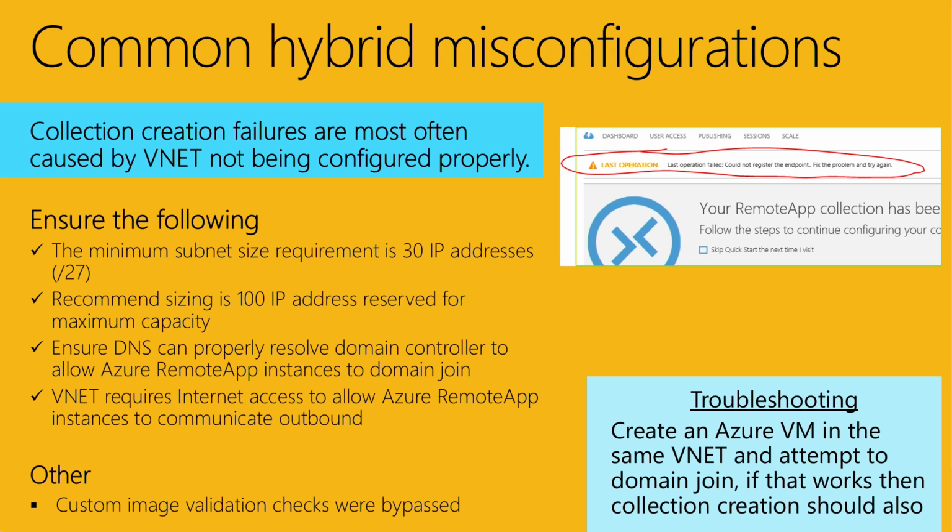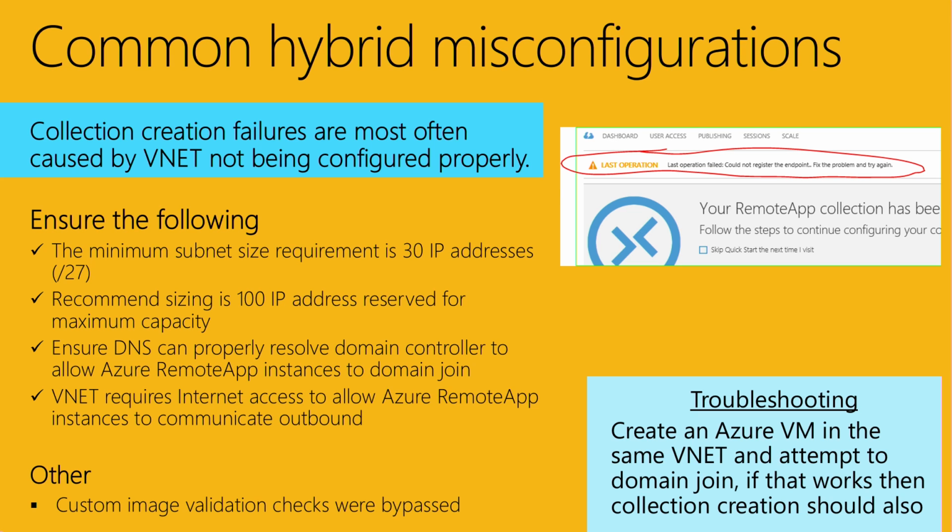So, common hybrid misconfigurations. These are the common things: your VNet, that VNet in Azure, is not big enough. We recommend that you have at least 100 IP addresses available within that are free. A minimum would be 30.